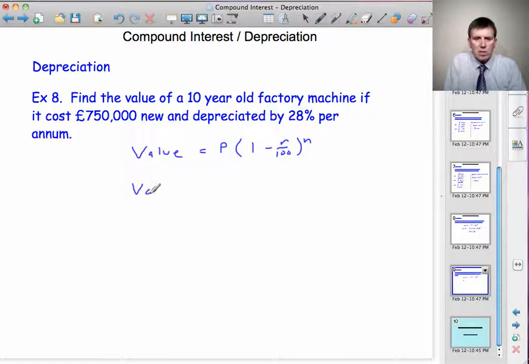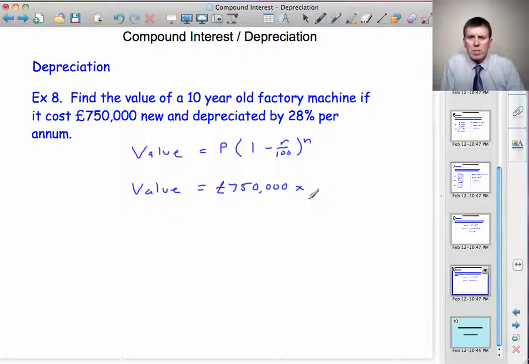So in this case, the value will be £750,000 multiplied by, now we try to take off 28% per annum. If you take off 28%, there's 72% left. So to find 72%, I multiply by 0.72, and it's for 10 years, so it's to the power 10. Notice if I put 28 in there for r, 28 hundredths, 1 minus 28 hundredths is 72 hundredths, which as a decimal is 0.72.